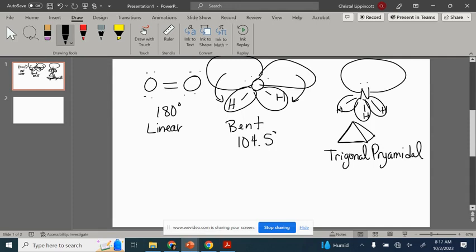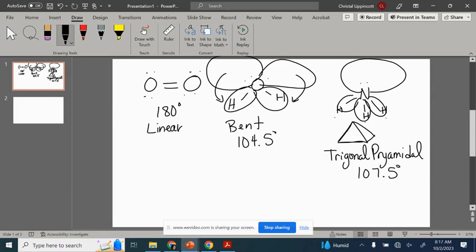All right, so this is going to be trigonal pyramidal. Trig means three, so you've got three elements. Does that make sense? Trigonal, and then it forms this pyramid down here. That helps you visualize that. Bond angle here is 107.5.